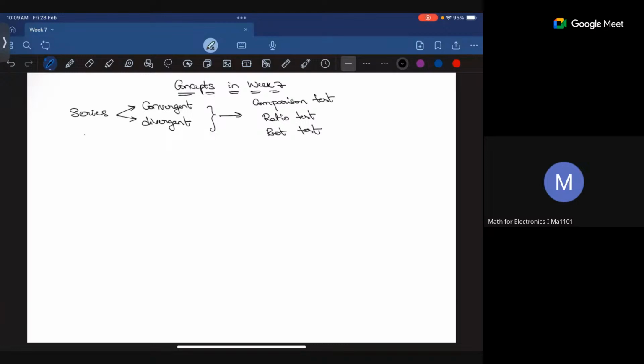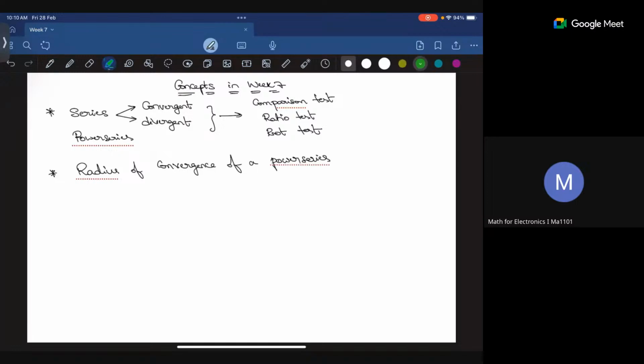And again, series and power series, we have to see both. And then the next important concept, which is really important from your exam point of view, is the radius of convergence of a power series. Note strongly that the radius of convergence you should only talk about for a power series, not for a series. So this ROC will exist only for power series. Do not get confused, and we will see all these things in detail.